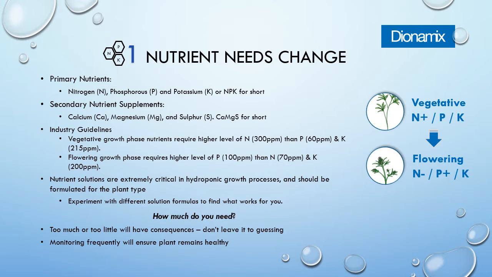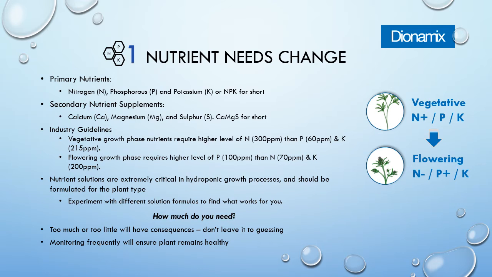So let's start by talking about the plant's nutrient needs as it goes through the vegetation to flowering stages. When it comes to the nutrients, we can break them down into two parts, where the primary nutrients are nitrogen, phosphorus, and potassium, commonly known as N, P, and K. The secondary nutrients that can have an impact on cannabinoid development are calcium, magnesium, and sulfur, or CaMgS for short.